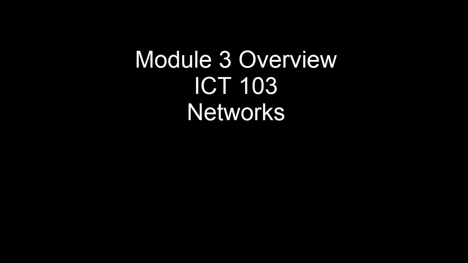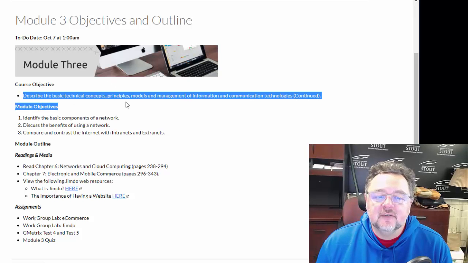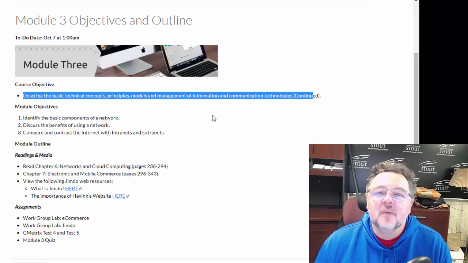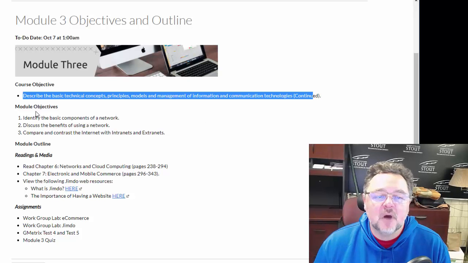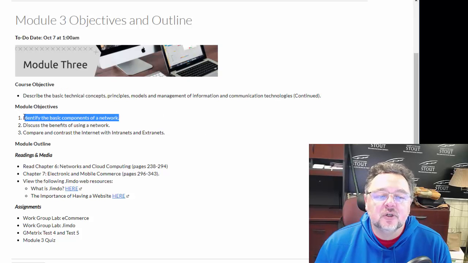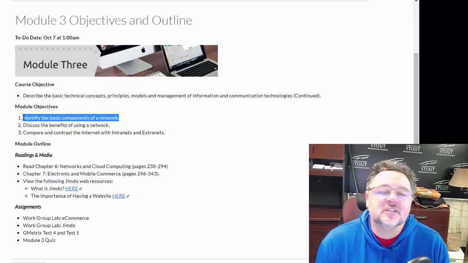All right, so this week we're going to start with Module 3. Going to go over real quick here an overview of Module 3, and then we'll dig into the things that we need to be focusing on. So the course objective, continuing on with the models and management of information and communication technology. But what we're going to be focusing on in this module is we're going to start talking about networks and how they work. So when you're dealing with information and communication technologies, we talk about systems, always talking about systems.